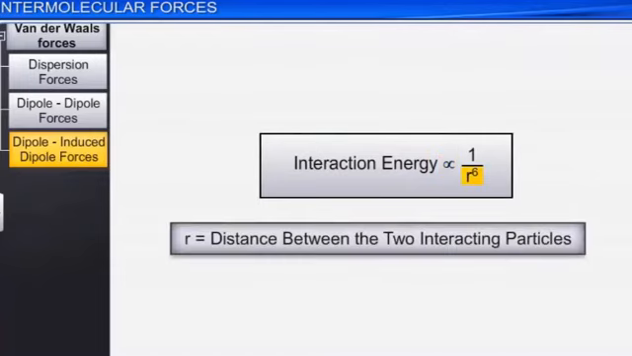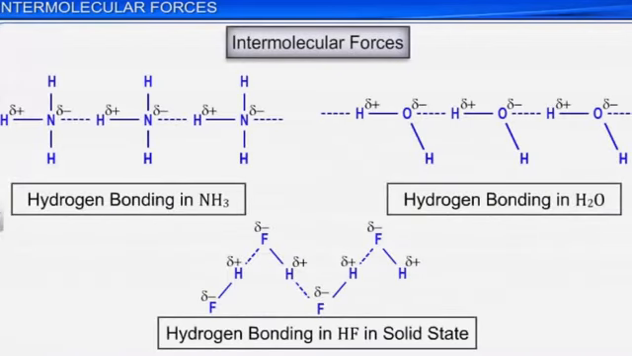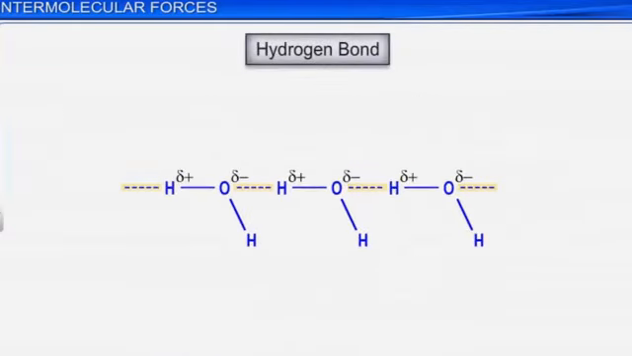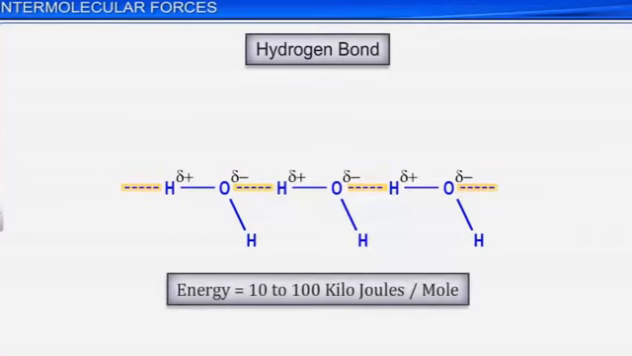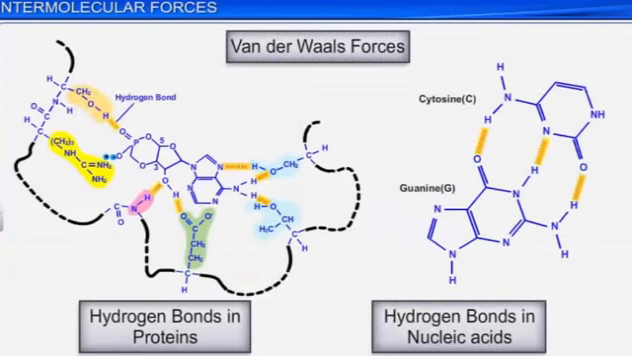A special case of dipole-dipole interaction, called hydrogen bond, exists in the molecules with highly polar NH, OH, or HF bonds. This intermolecular force is stronger than the van der Waals forces of attraction, having interaction energy of the order of 10 to 100 kilojoules per mole. Therefore, hydrogen bond is a powerful force in determining the structural properties of many compounds such as proteins and nucleic acids.